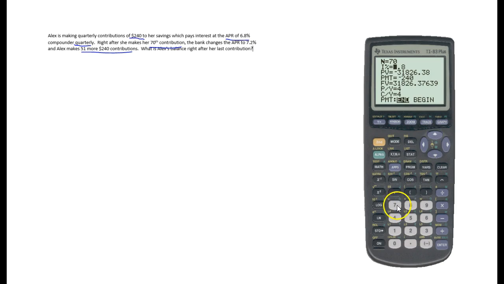Our interest rate has changed. That's now 7.2%. And now we want to know what happens after she makes 51 more. So there's going to be 51 more contributions at this interest rate with this amount of money. And so this future value, we're going to zero it out. Still quarterly. And now we're going to see what we get here. And it looks like we're going to have $98,839.54 after her last contribution.